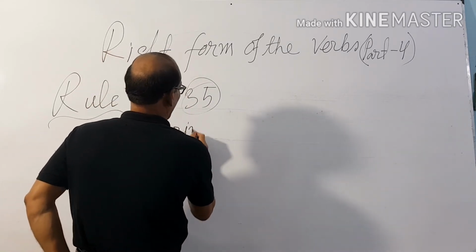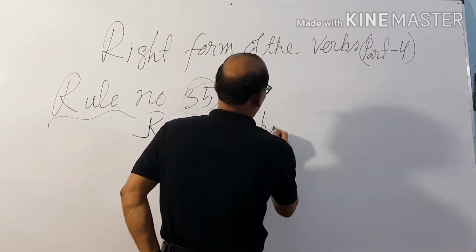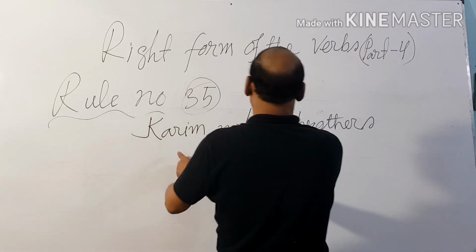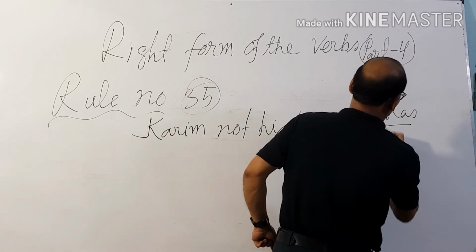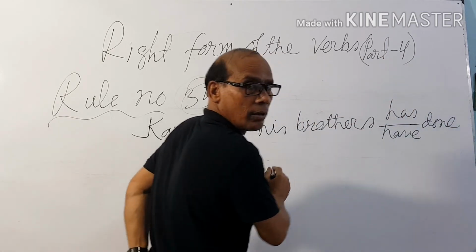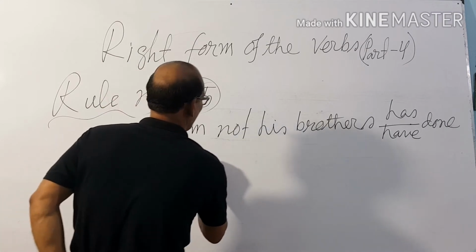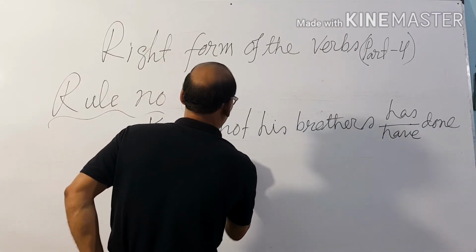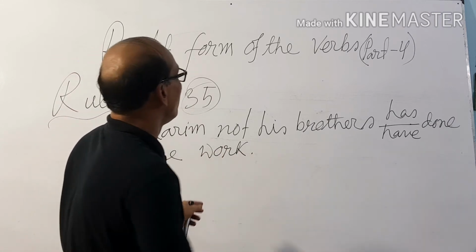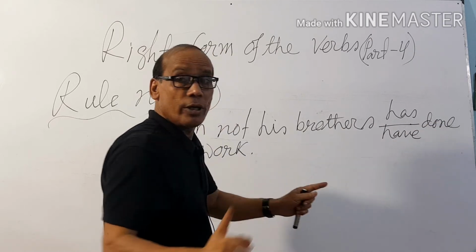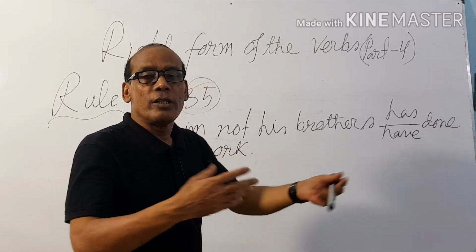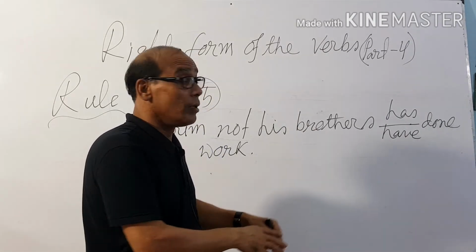Here, if I give you an example, that would be clear to you. Suppose: Korim, not his brothers, has or have done the work. Here, actually, Korim, not his brothers. Very interesting construction of the subject. Korim, not his father. Korim, not his friends, not his associates.